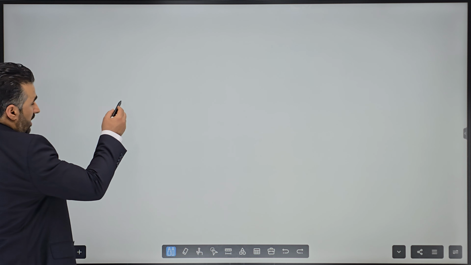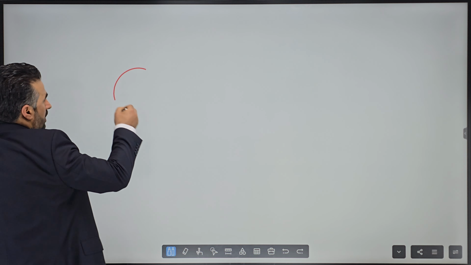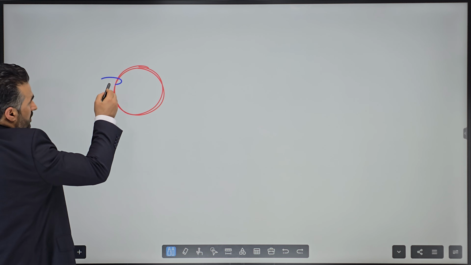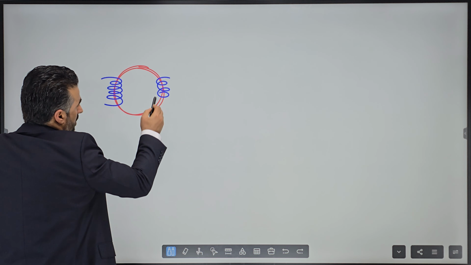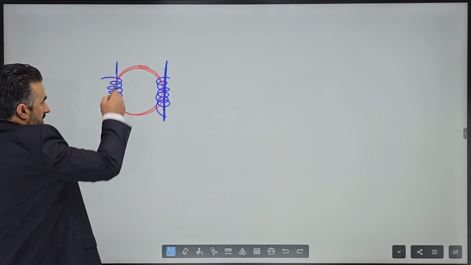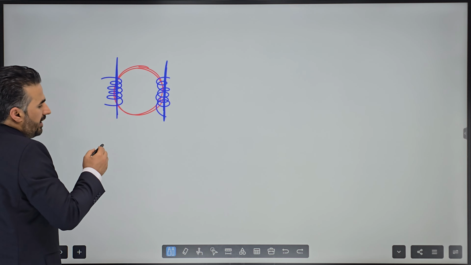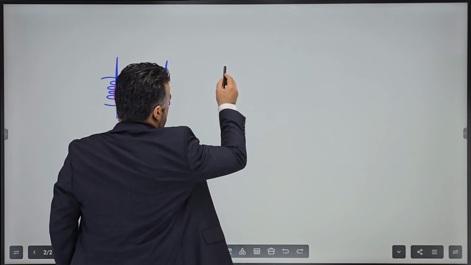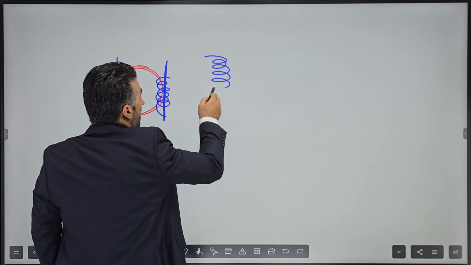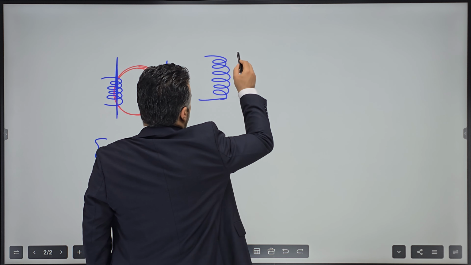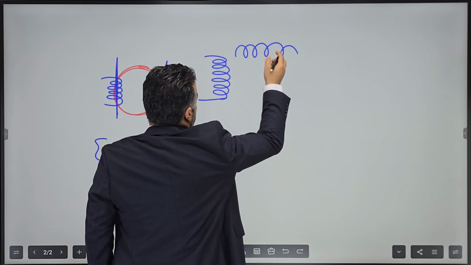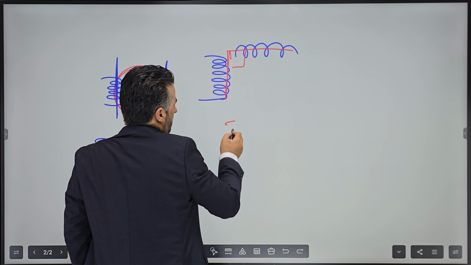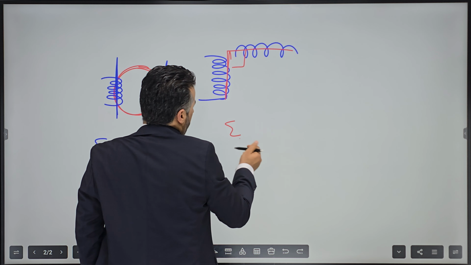If the two coils are placed, let's say here is the iron core, like this, we can see that the two coils are parallel to one another. If these two coils are parallel to one another, we get maximum EMF induced between the two coils. But if the two coils are placed at a right angle to one another, for example, this is one of them and the other is placed like this, you can see that the angle between the two is 90 degrees. We get minimum EMF between the two, or you can say zero EMF between the two.